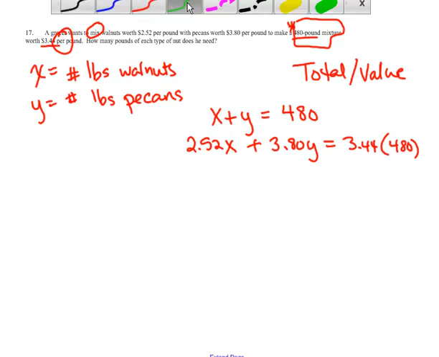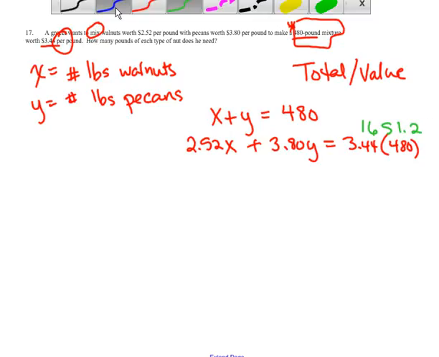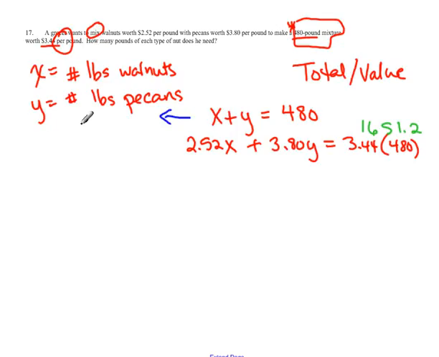Go ahead and multiply out the 3.44 times 480, and when I do that, I get 1,651.2. From this point, I tend to use substitution, so I'm going to solve this equation for Y. So I'm going to subtract X, so you get Y equals 480 minus X. Of course, you could say negative X plus 480. It's the same thing.